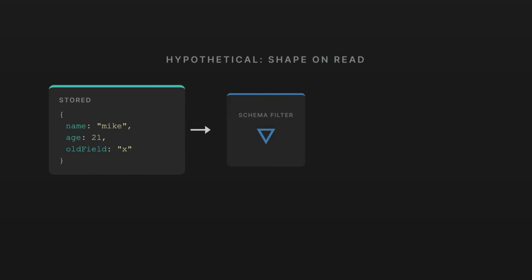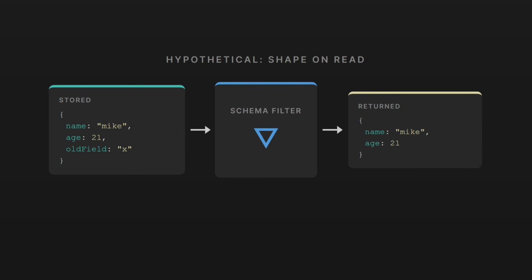Alternatively, I can imagine that on each document read, we could do some sort of object shaping that could exclude that field based upon the current schema, but this sounds really complex and I can imagine would slow down reads. So yeah, maybe not for now.